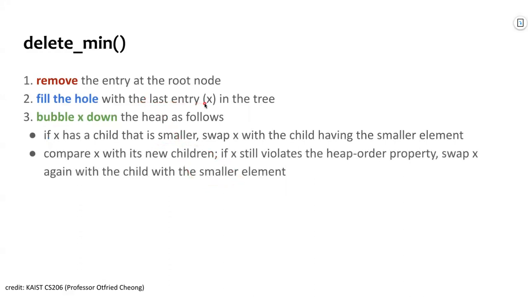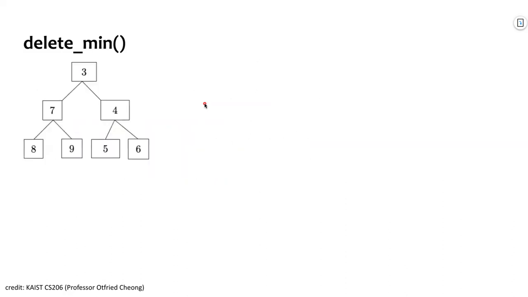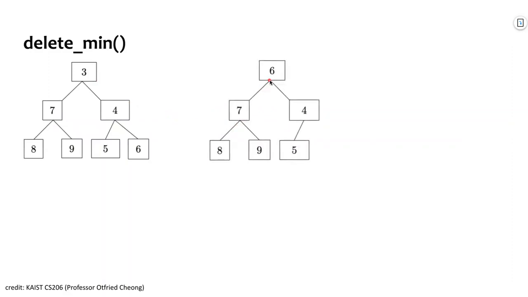The last entry of the complete tree is at the rightmost node at the last level. So this one is at the last level on the rightmost side. So this is going to be the last element that goes to the root, like this. And we're going to compare this value with its two children. And because 4 is smaller than 6, we're going to replace 4 and 6, and 4 goes up. So we are bubbling down 6.